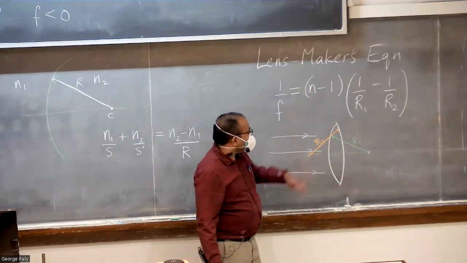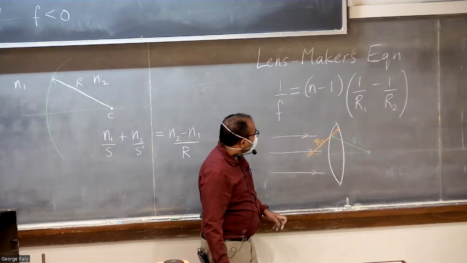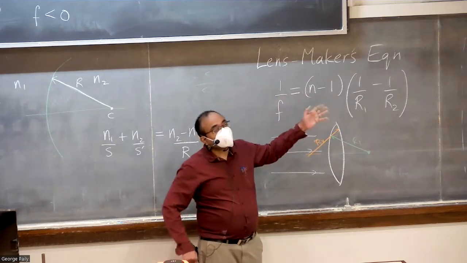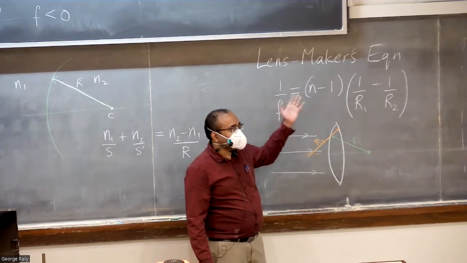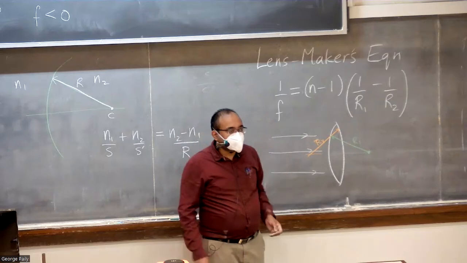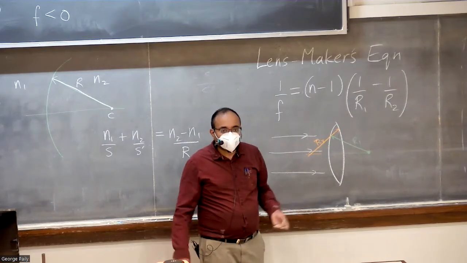And n is the refractive index of your glass. So this is the equation, well, one of the equations, that they would use when grinding the lenses of your glasses.